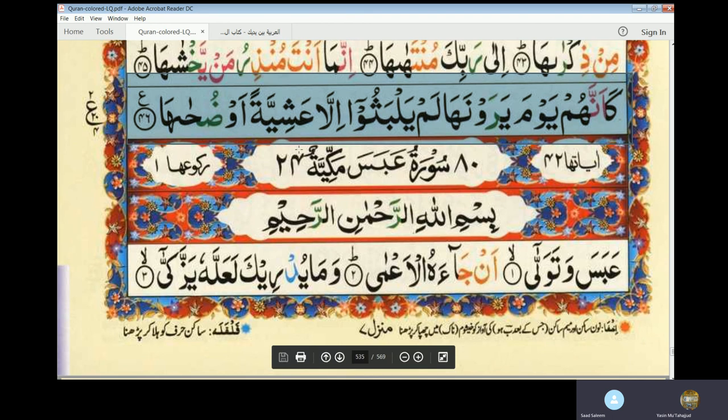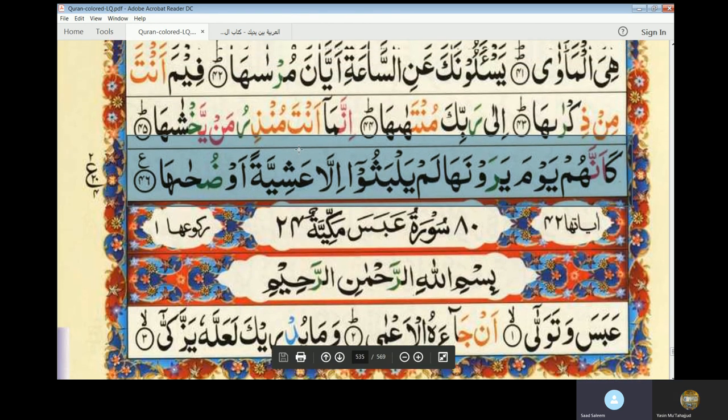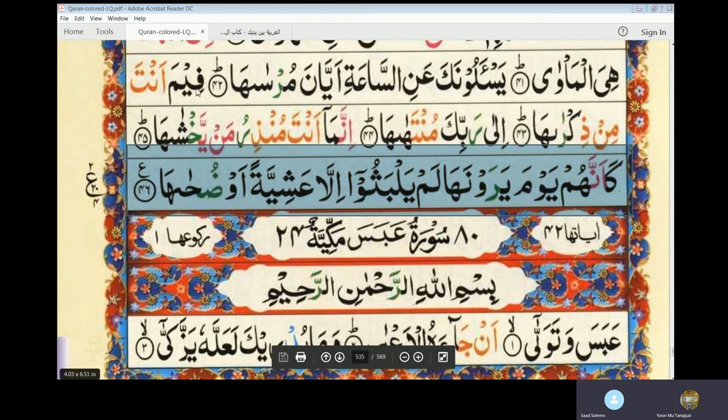So, inshallah, not this page. Next time we'll repeat and revise this surah, inshallah. Okay.